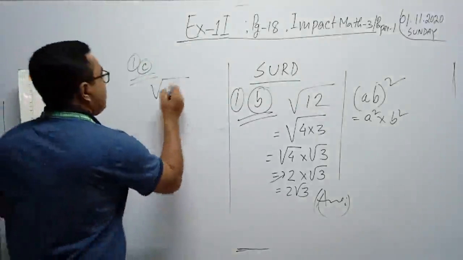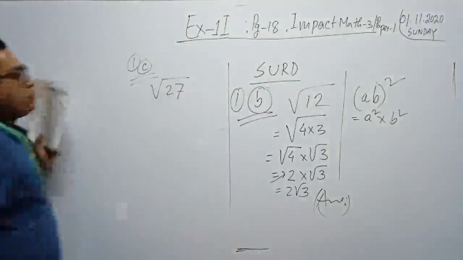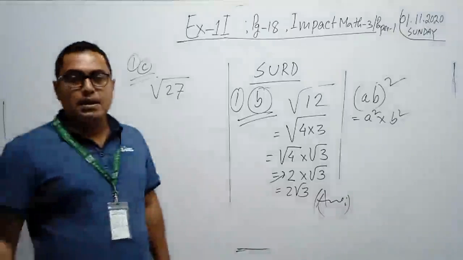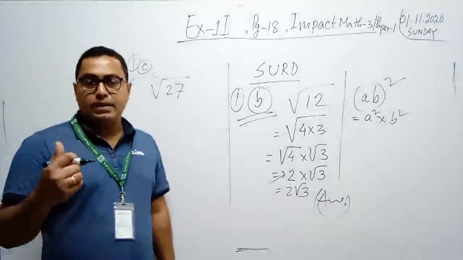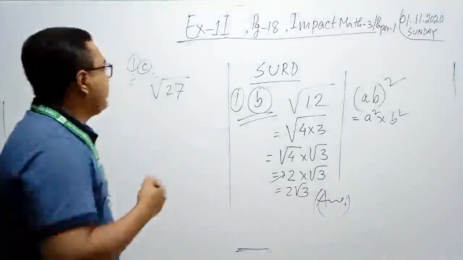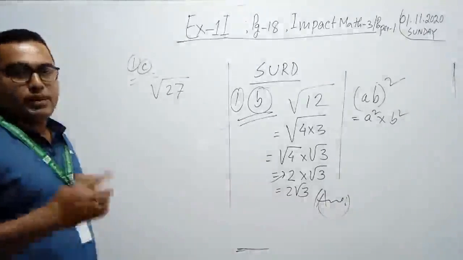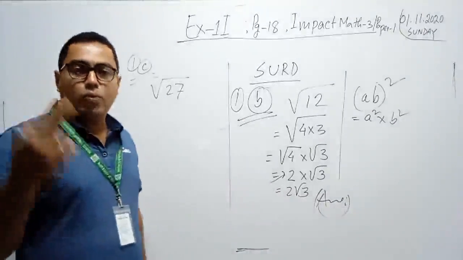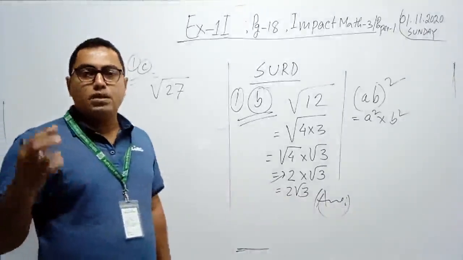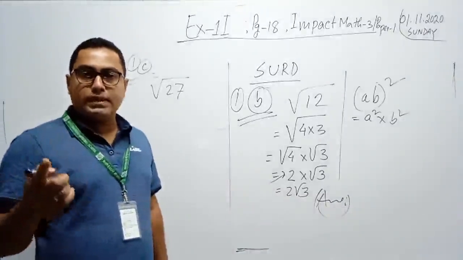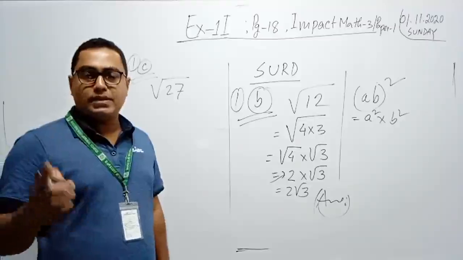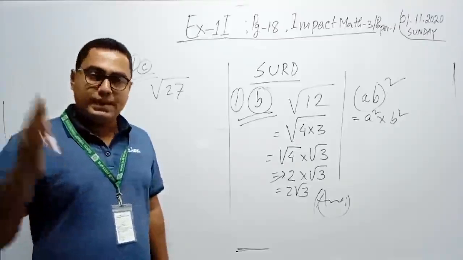Suppose this square root of 27. Square root of 27. So how many factors do we have? We have a few factors. 1 is a common factor here. 2 is not a factor. 3 is a factor, 9 is a factor, and 27 itself is a factor.